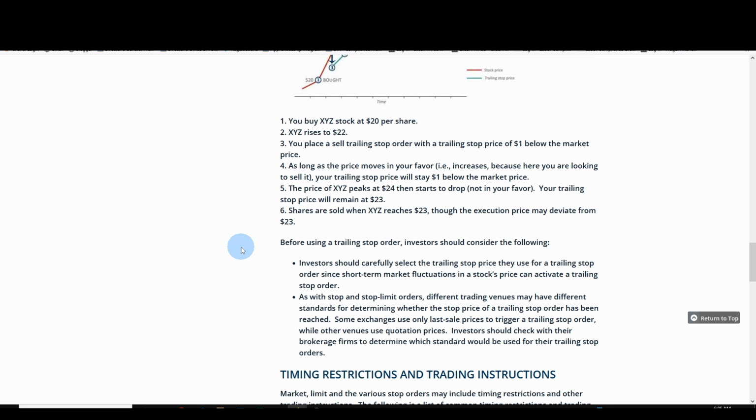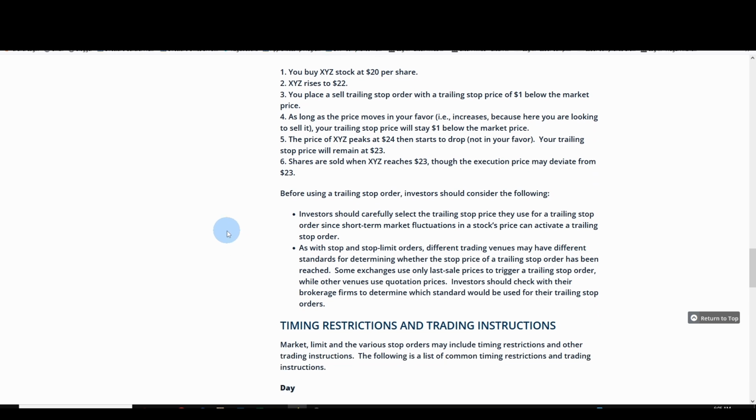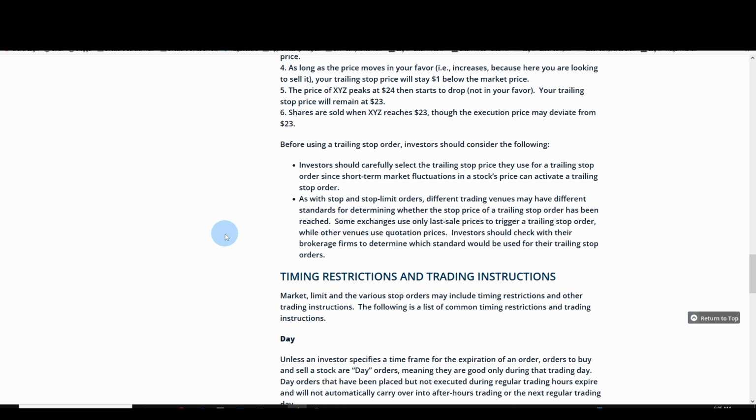Before using a trailing stop order, investors should consider the following. Investors should carefully select the trailing stop price they use for trailing stop orders, since short-term market fluctuation in the stock's price can activate a trailing stop order. As with stop and stop limit orders, different trading venues may have different standards for determining whether the stop price of a trailing stop order has been reached. Some exchanges use only last sale price to trigger a trailing stop order, while other venues use quotation prices. Investors should check with their brokerage firm to determine which standard would be used for their trailing stop orders.